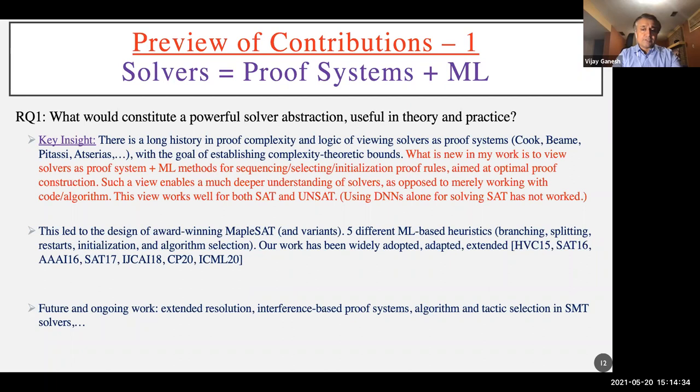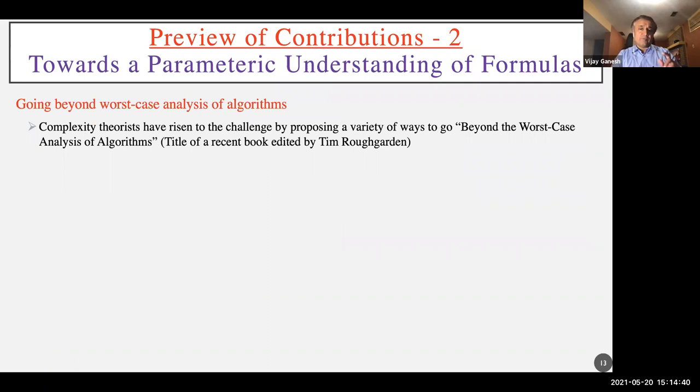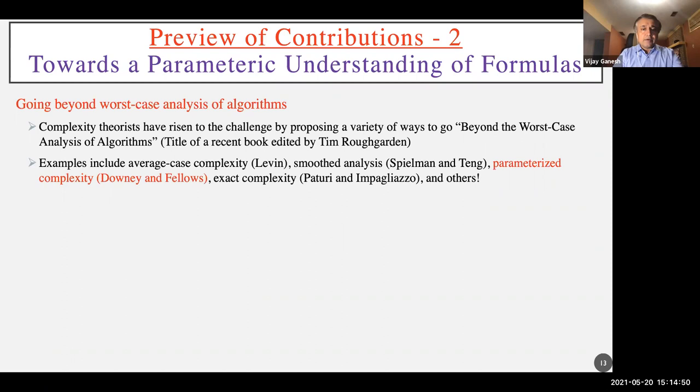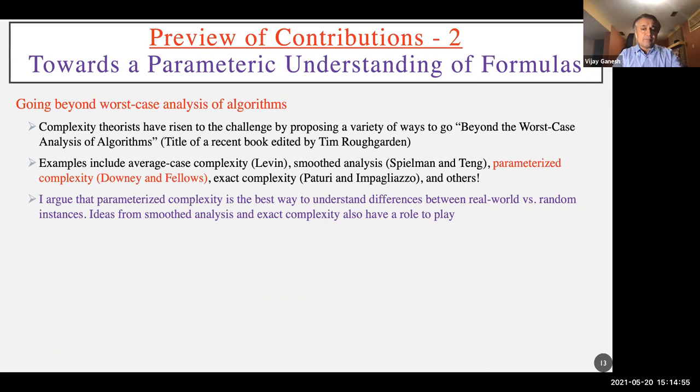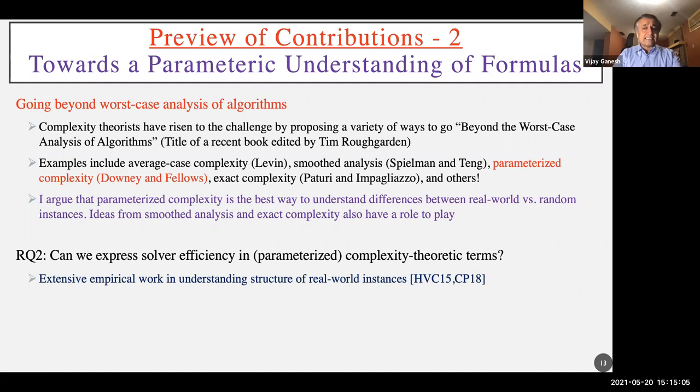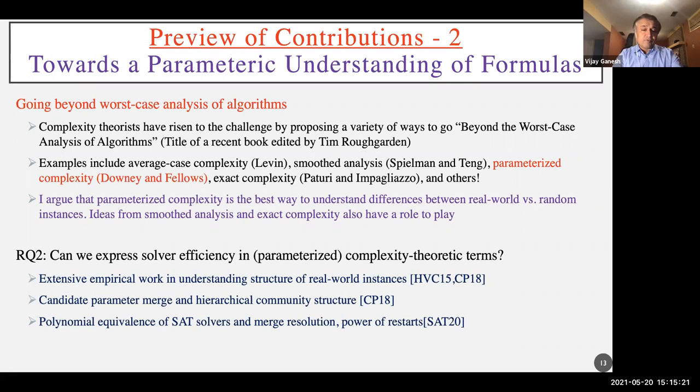Now, the second part of the question that I raised previously was, can we get a parameterized understanding of practical formulas that are different from random formulas? And here, this idea of why parameterized complexity is so relevant has been understood by complexity theorists for a long time, relevant in bridging the gap between theory and practice. And we leverage ideas from this setting. And we have done extensive work in understanding the structure of real-world instances and how they differ from randomized instances or specifically crafted instances.